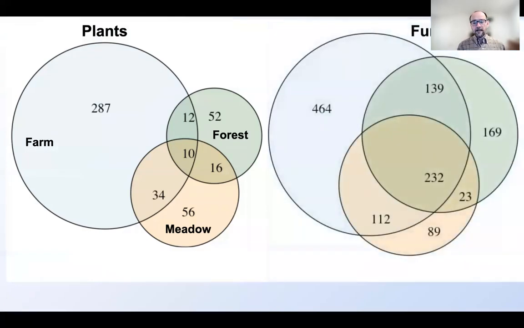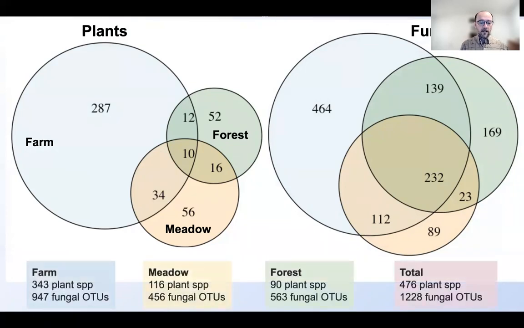If we look at that same kind of Venn diagram for the fungi, it's not too terribly different, except the diversity of forest fungi is greater than that of the meadow, but the farm still provides the vast majority of the fungal diversity that we found. Taken together, we studied 476 different plant species and found 1,228 fungal OTUs distributed across them, with an average of between 2 and 6 times more fungi than plant species in a particular habitat.